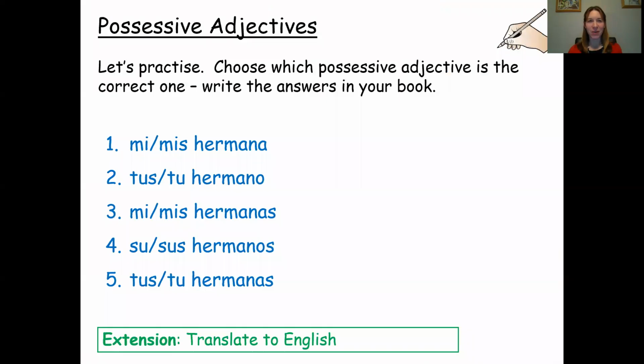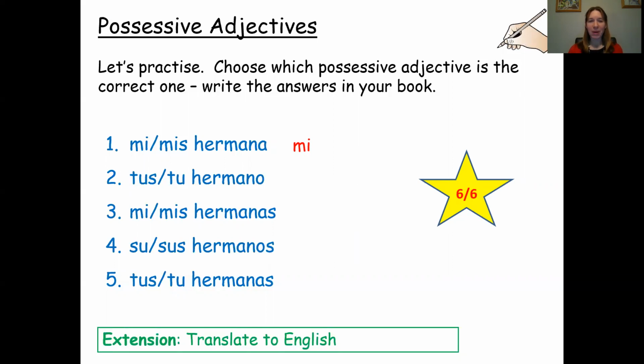Excellent, well done. Thank you for doing that. So let's have a little bit of a practice on that. I'd like you to look at those five questions and choose which is the correct possessive adjective, and write the answers in your book. So for example, number one, mi or mis hermana, which is correct? Is it mi hermana or mis hermana? Hopefully you'll see that hermana is singular, so it would therefore be mi. Okay, so pause this video and you can complete that now in your books.